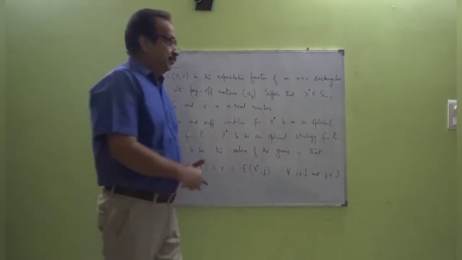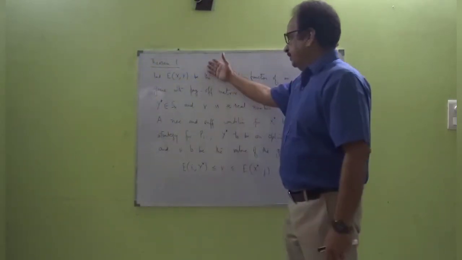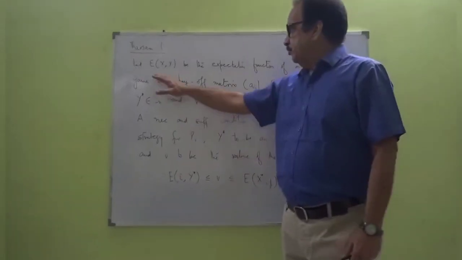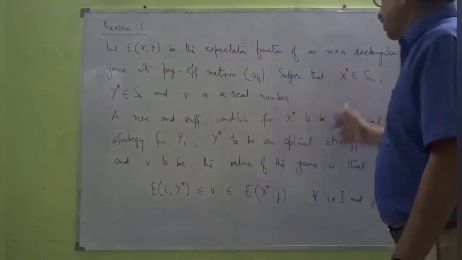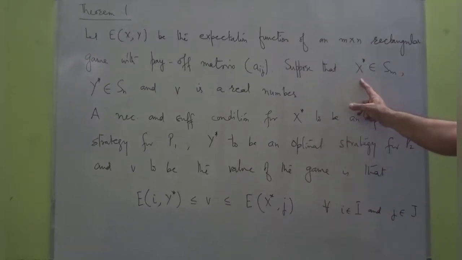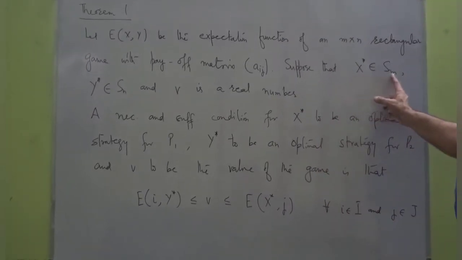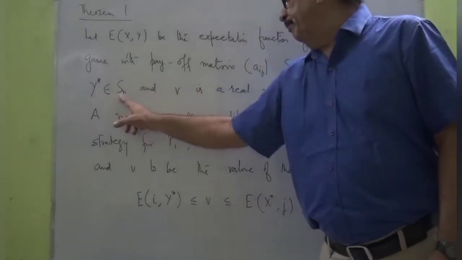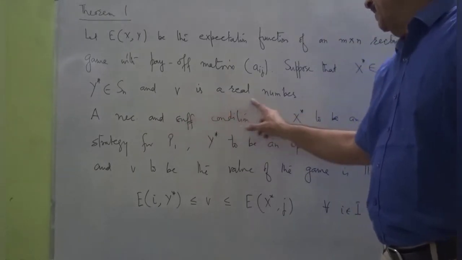Now, two results in the form of two theorems are very much useful in solving a question using the algebraic method. The first one is: let E(x,y) be the expectation function of an m by n rectangular game. Now suppose that we have x star, a mixed strategy for P1, y star, a mixed strategy for P2, and v is a real number.